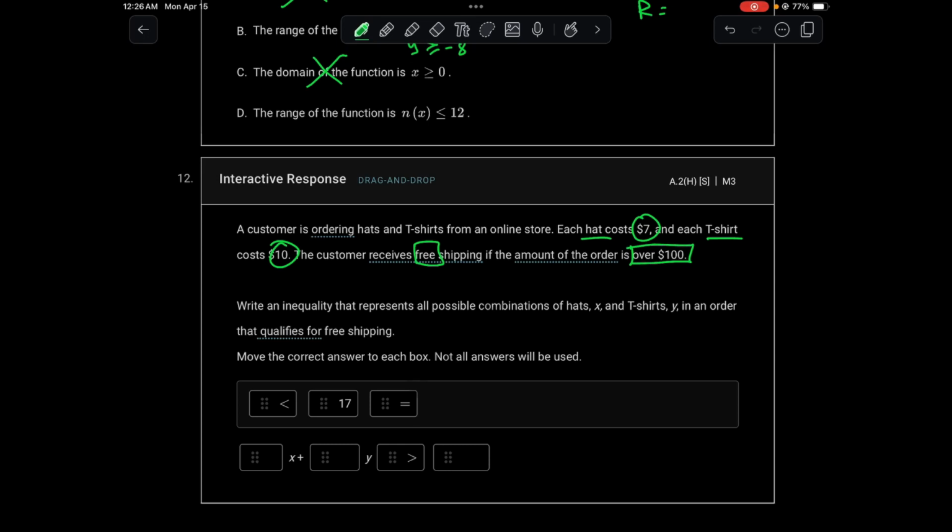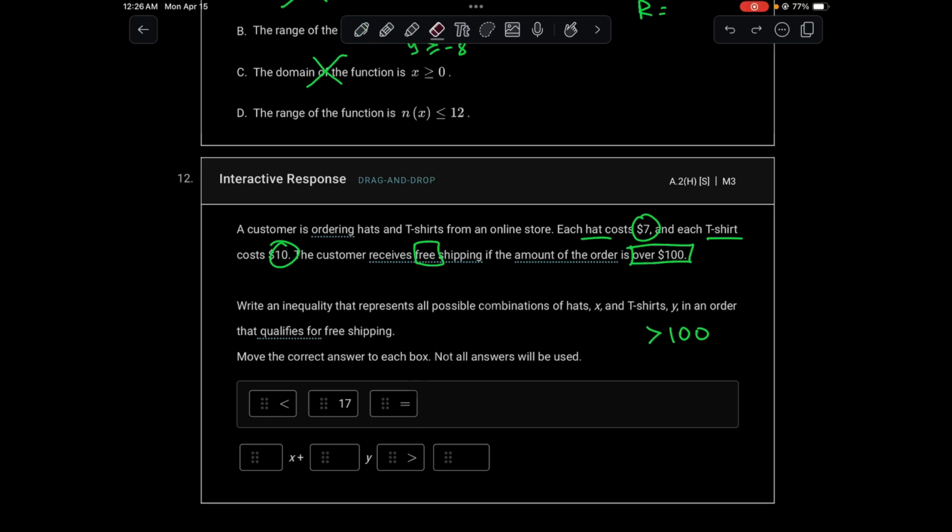Now, what does over 100 mean? Over 100 means greater than 100. Write an inequality that represents all possible combinations of hats, x, and t-shirts, y, in an order that qualifies for free shipping. Move the correct answer to each box. Not all answers will be used.